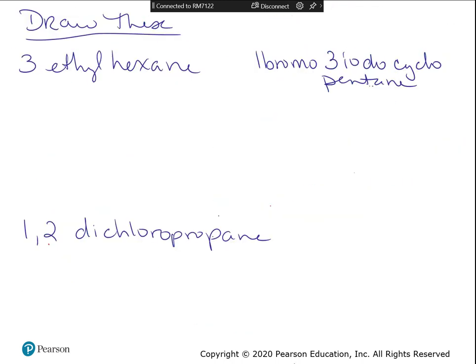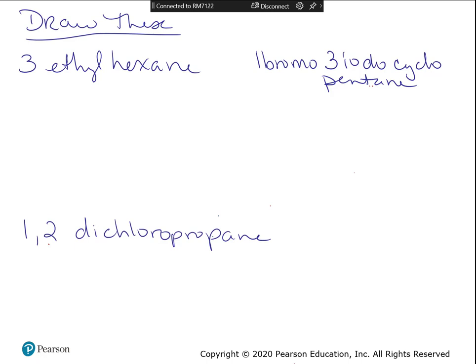So here's the next one. Remember last time we did the naming of molecules if given the skeletal, Lewis, or condensed structural formula. So now if you have the name and you want to draw them, what do you do first? So 3-ethylhexane, what do you put down first?